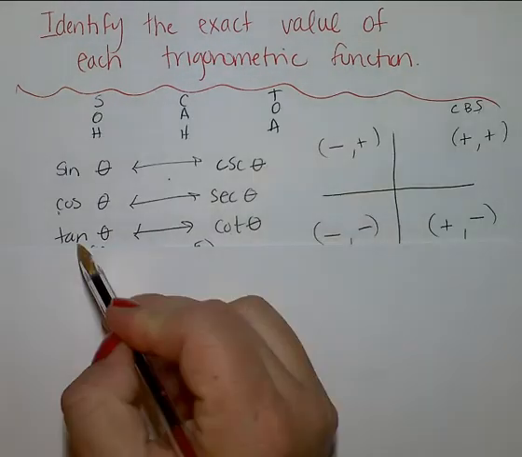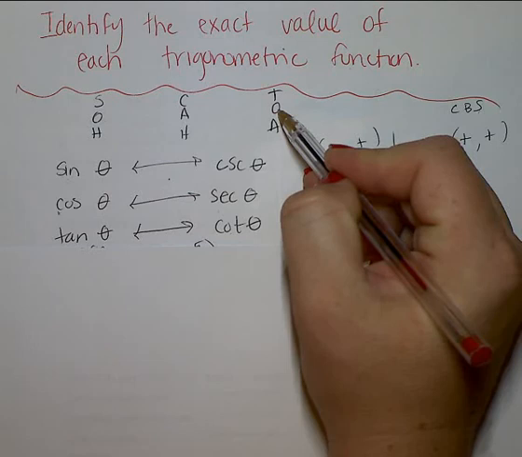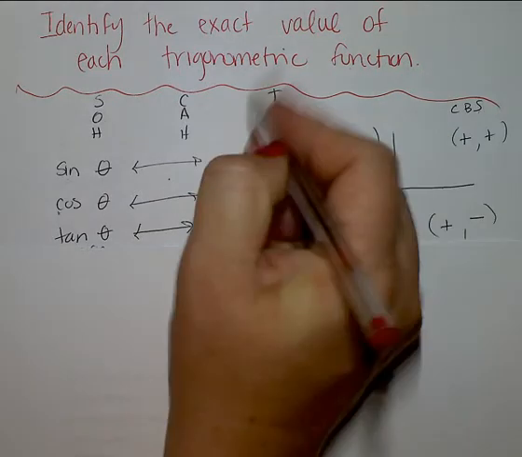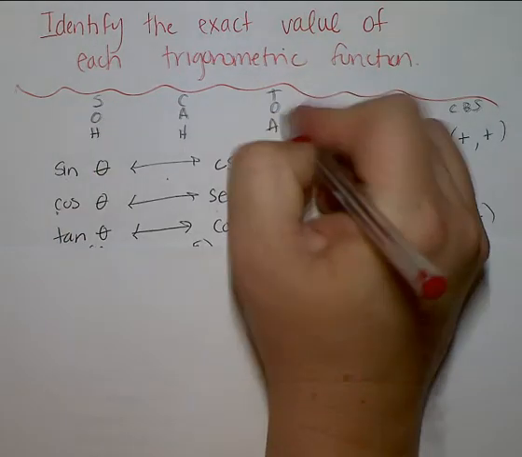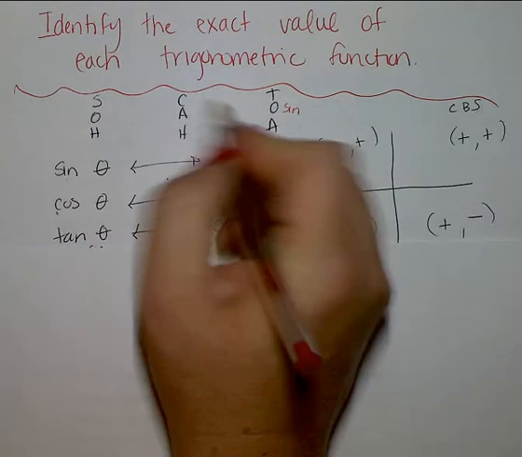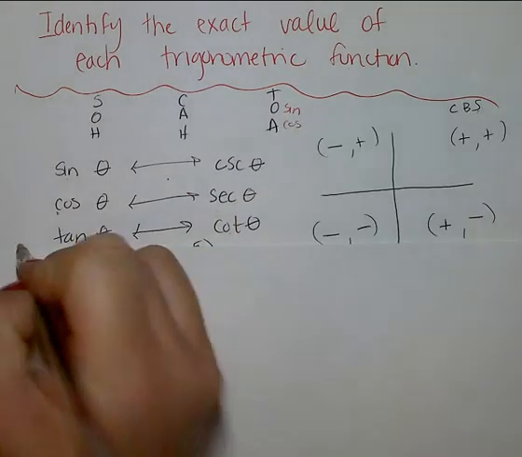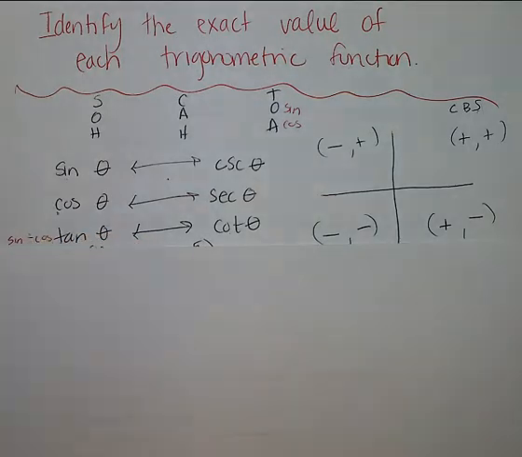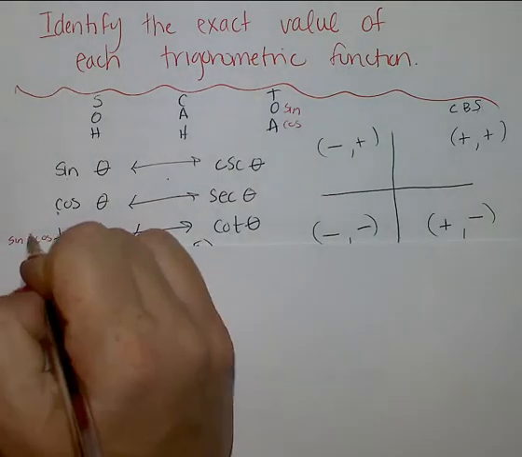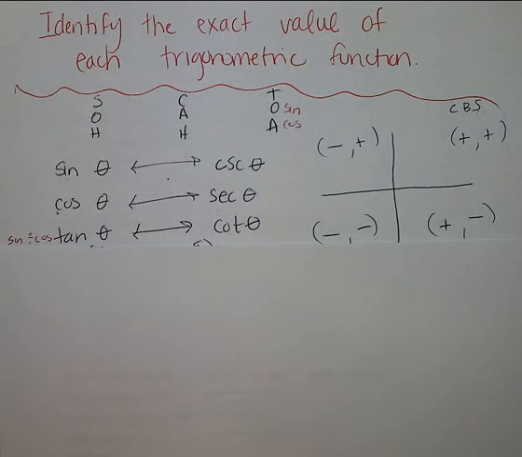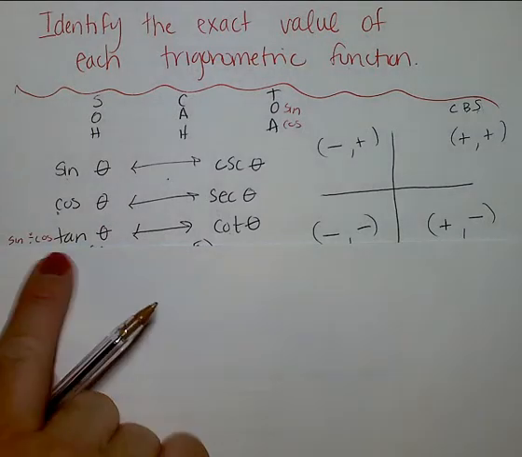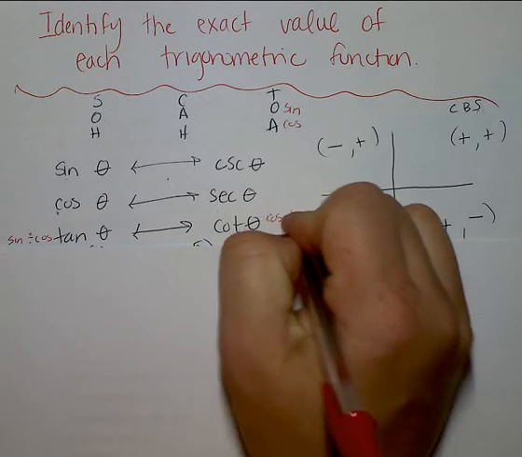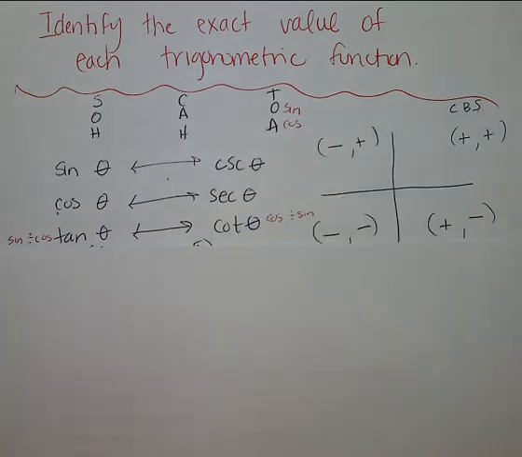So tangent represents opposite over adjacent. Notice that opposite is your sine and adjacent is your cosine. So tangent is just a little more work. It's sine divided by cosine. And the reciprocal, which is cotangent, so I'm going to flip the order, is cosine divided by sine. Those have to be memorized.